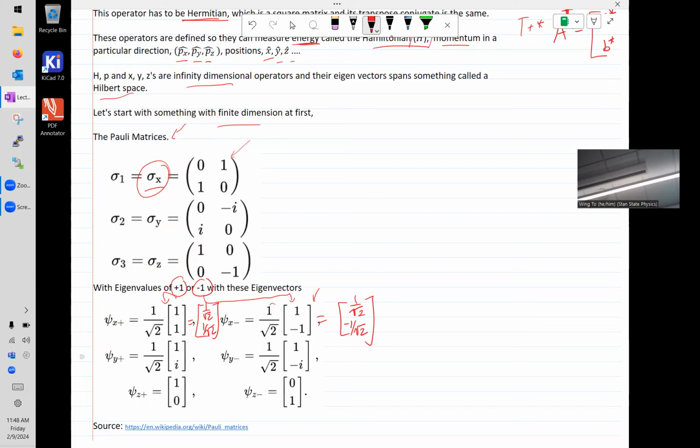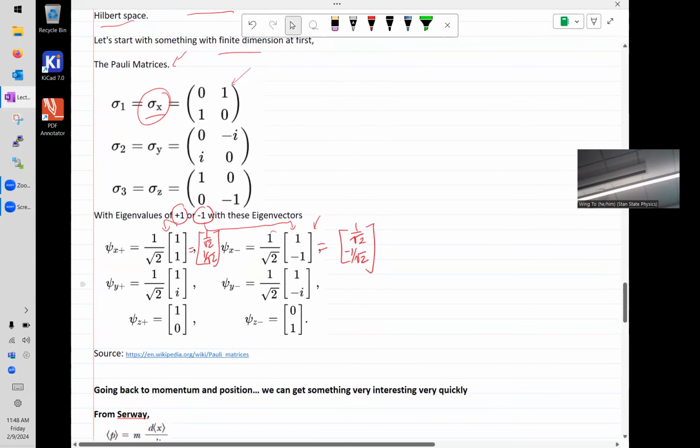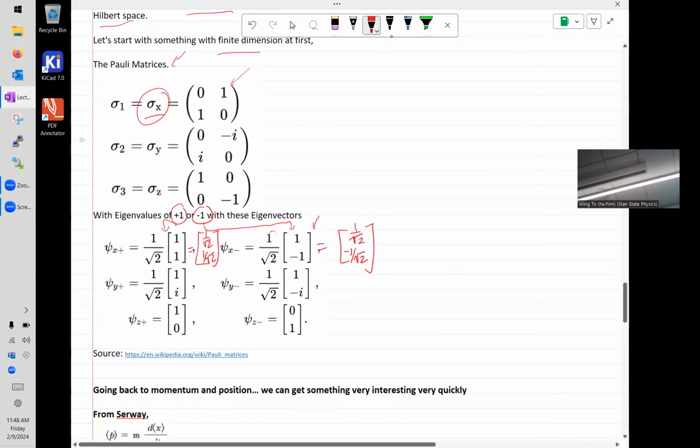Similarly, we're not going to go through all three dimensions. I'm probably going to give you homework to play around with this. You're going to see that the eigenvalue for all three of these is always plus or minus 1, but depending on which operator you're talking about, they'll give you a different eigenvector back.